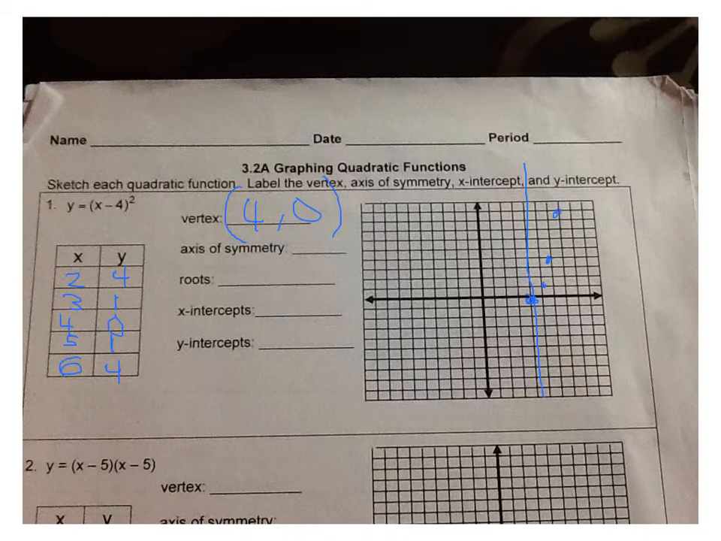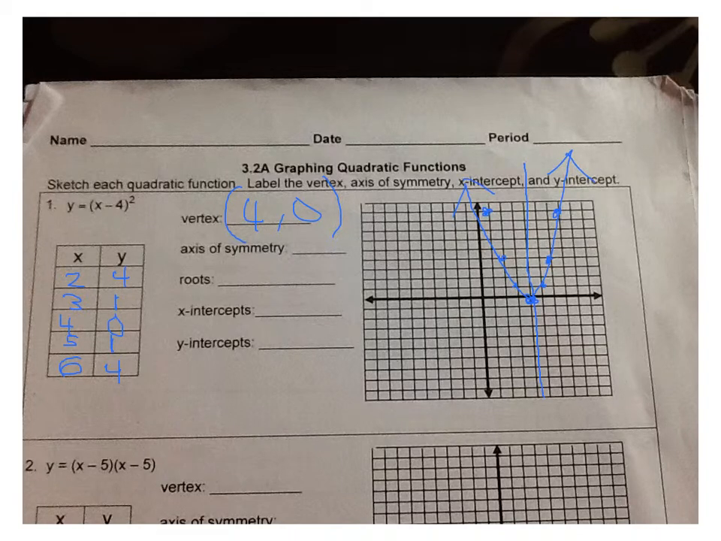Now I'm going to show you a little trick. If you only have one side of your parabola, if you use the axis of symmetry and you reflect all your points over, that would give you your parabola. So there is your parabola. Now all we have to do is finish it off.